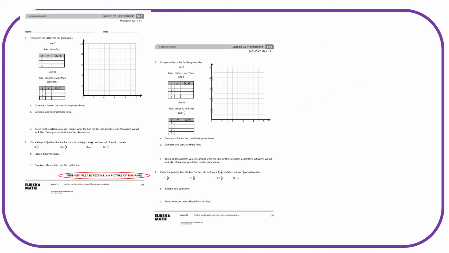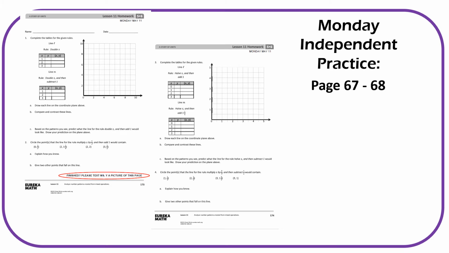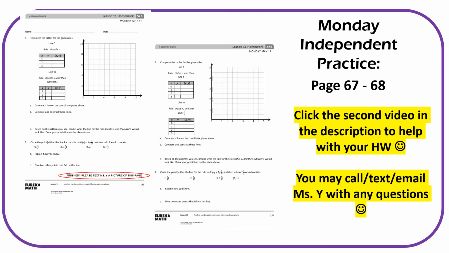And then your independent practice, your homework, is on page 67 to 68. Should you need help with this independent practice, there is a second video in the description that will continue to explain some of the concepts that are present on page 67 to 68. If you also need help with these two pages, or really any pages in today's packet work, feel free to call me, text me, or email me.